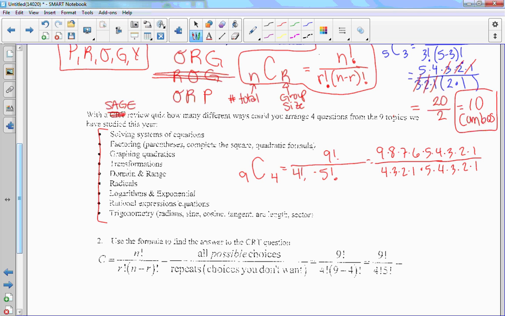What's the highest number in the denominator? 5. Good. So I'm going to start there. I look for the highest because then I have a nice little pattern that always cancels straight out. Ooh! The numerator sure looks familiar. 9 times 8 times 7 times 6. When have we seen that before?